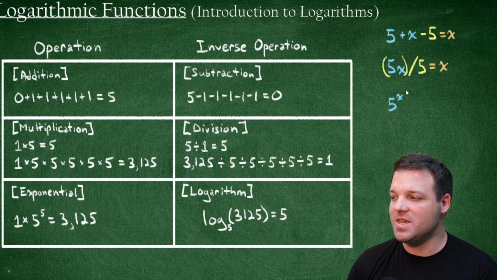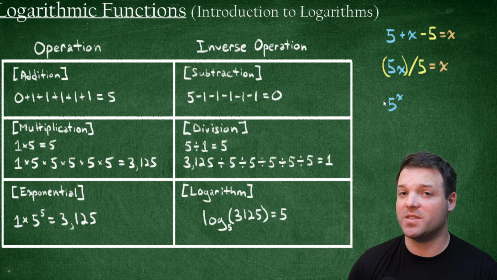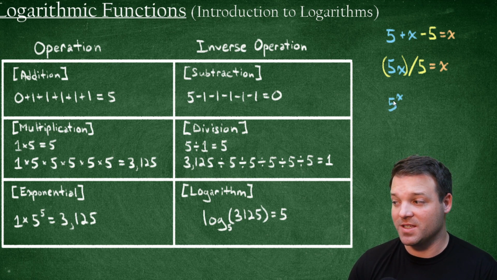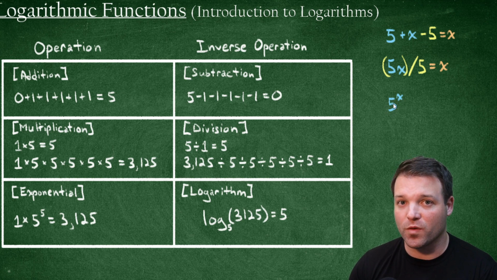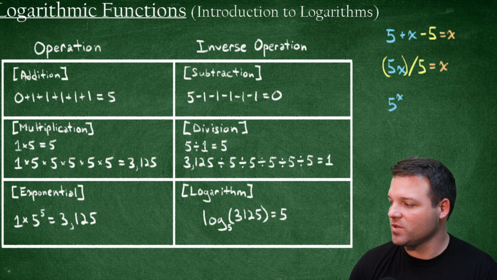Well, what is the inverse of an exponential? Well, it's a logarithm, and specifically, this has a base. This exponential has a base of 5. I'm multiplying by 5 over and over again, so I have to take a logarithm with a base of 5. So what is that going to look like?